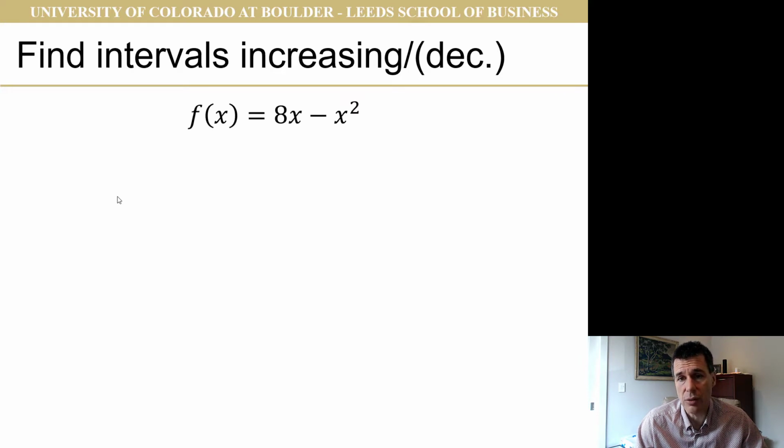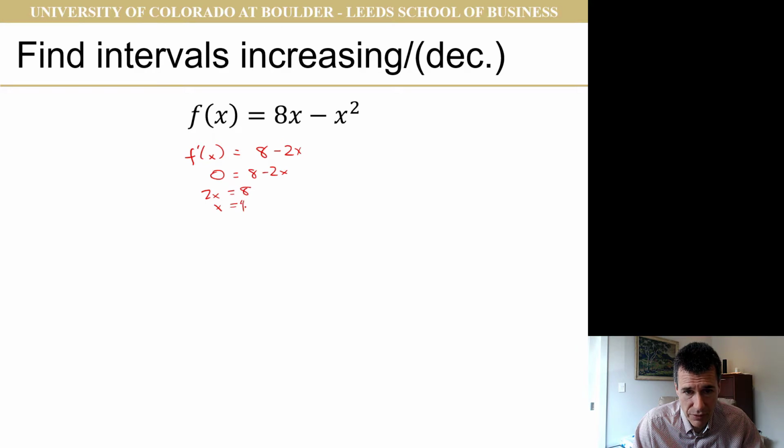Let's find the intervals in which this function is increasing or decreasing. So f prime of x, the derivative, is 8 minus 2x. And we want to know when this derivative is positive or negative. Well, the easiest way to do that is to say, when can it switch from positive to negative? Well, that's when it's 0, because this is a continuous function. It could also be when this derivative is not defined, but right now it's defined everywhere, so that's fine. So we get 2x equals 8, x equals 4, and then I tend to draw a number line.